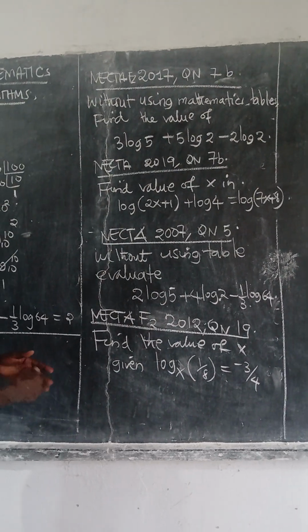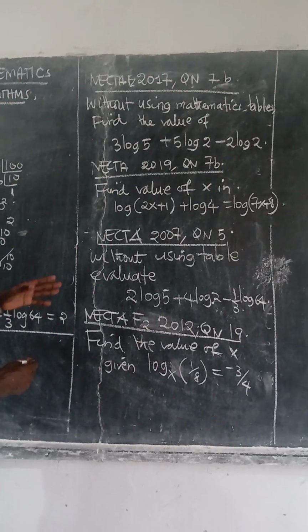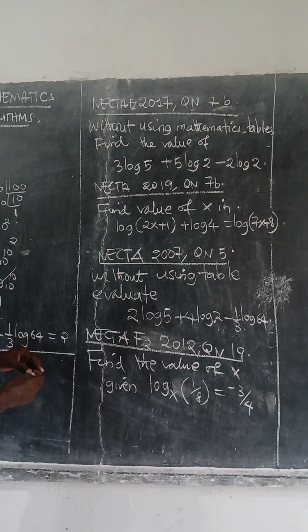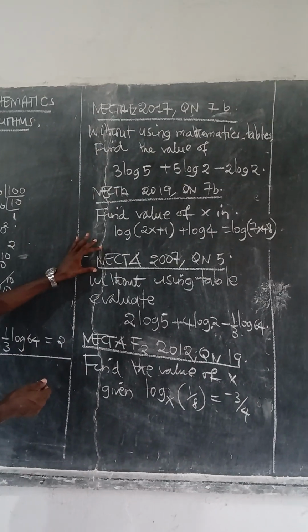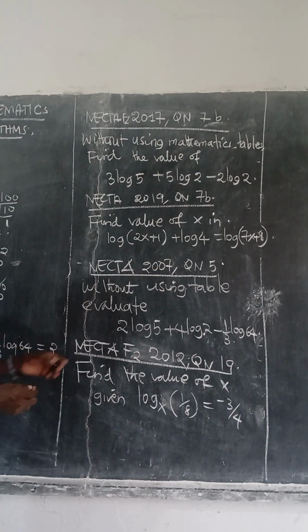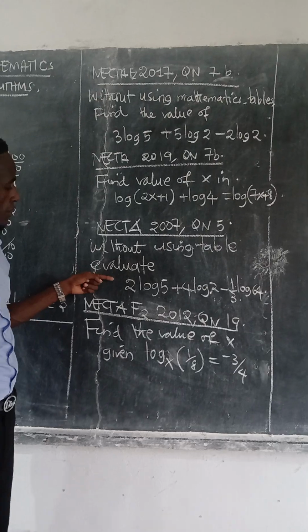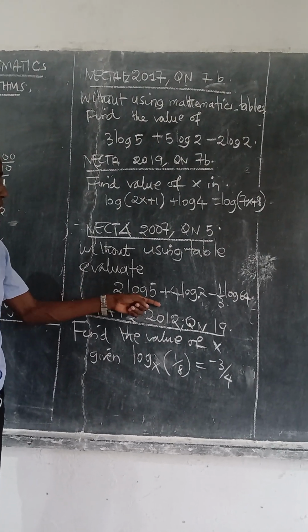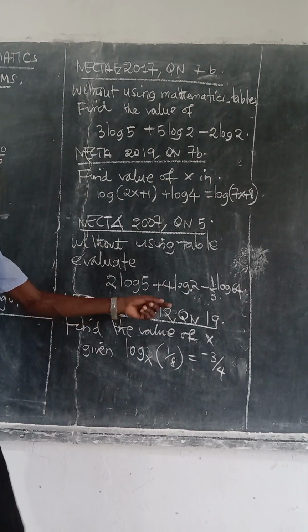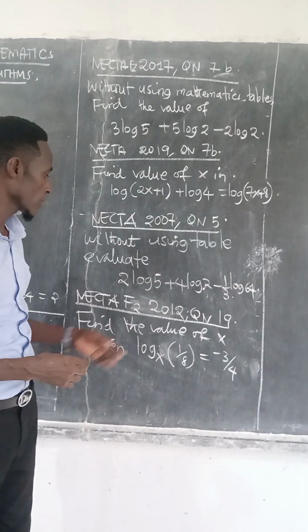We are continuing now to move to different questions on these NECTA exams, NECTA questions on this part of logarithms. We have this kind of question, NECTA of 2007, question number 5. Without using tables, evaluate 2 log 5 plus 4 log 2, then minus 1/3 log of 64. It is very simple.